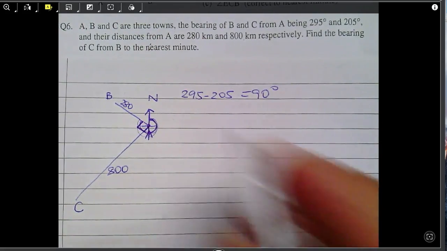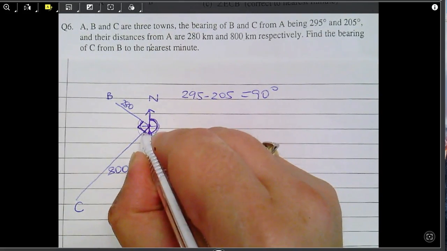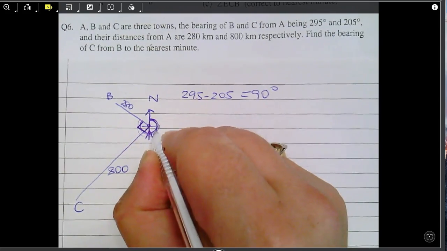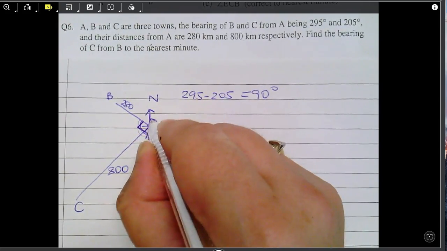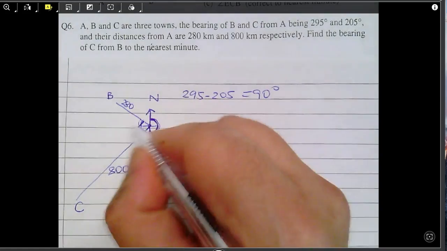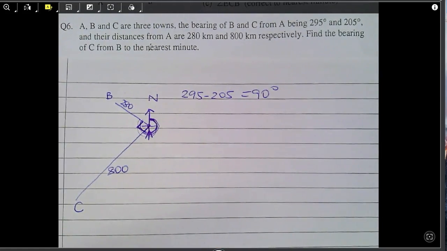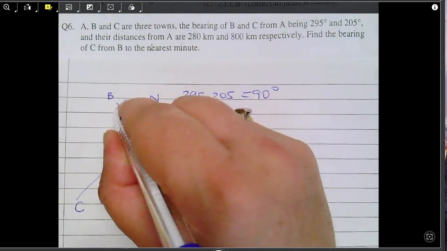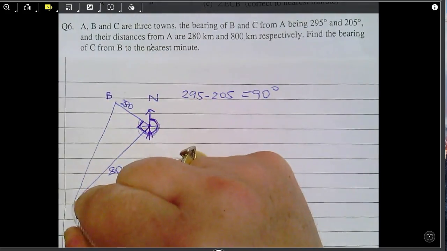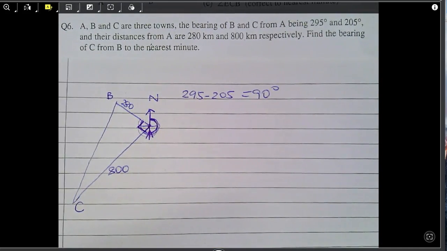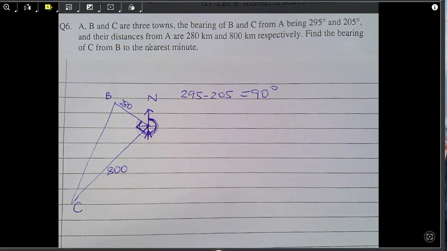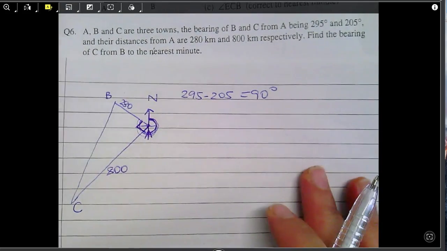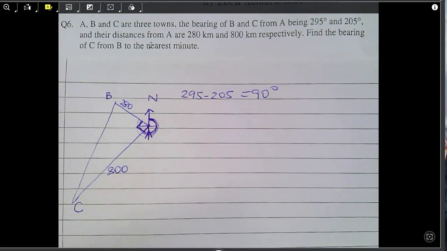I will do that again. The first bearing is 295. The second bearing is 205. They're both starting from north, so the angle in between must be a right angle. Okay? So I'm going to join them up. So the question is to find the bearing of C from B to the nearest minute.